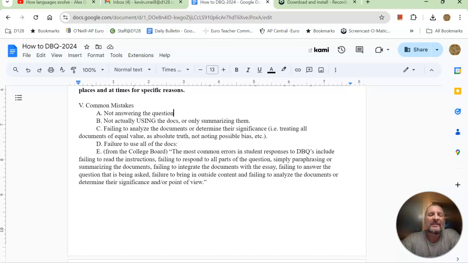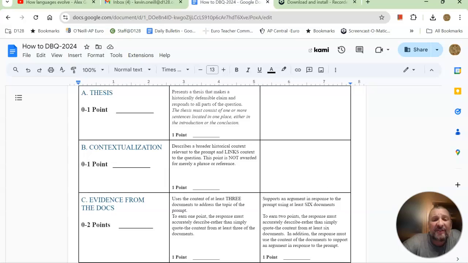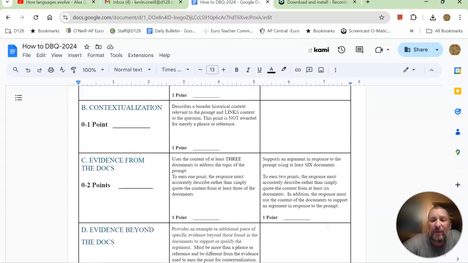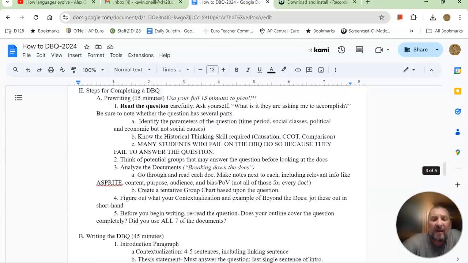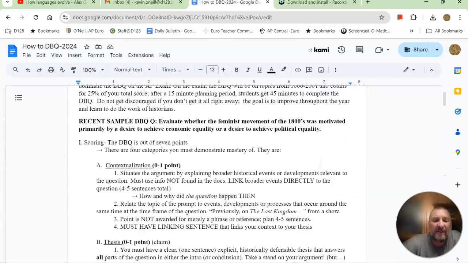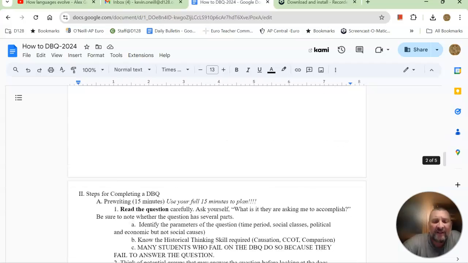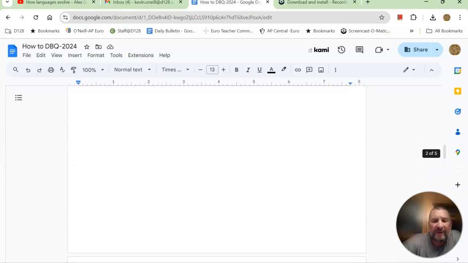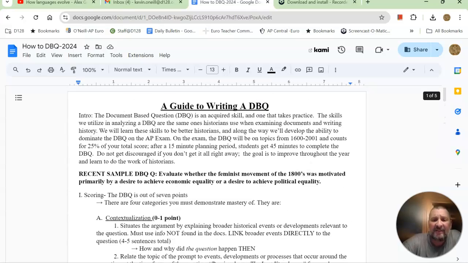But okay. And then lastly, I just included a rubric here for you. If that's an easier way for you to look at it, it essentially gives the same information that we did up here on the scoring, just in a kind of graphic point of view. So now you have all the information necessary to dominate the DBQ. Now all we need is lots of practice.